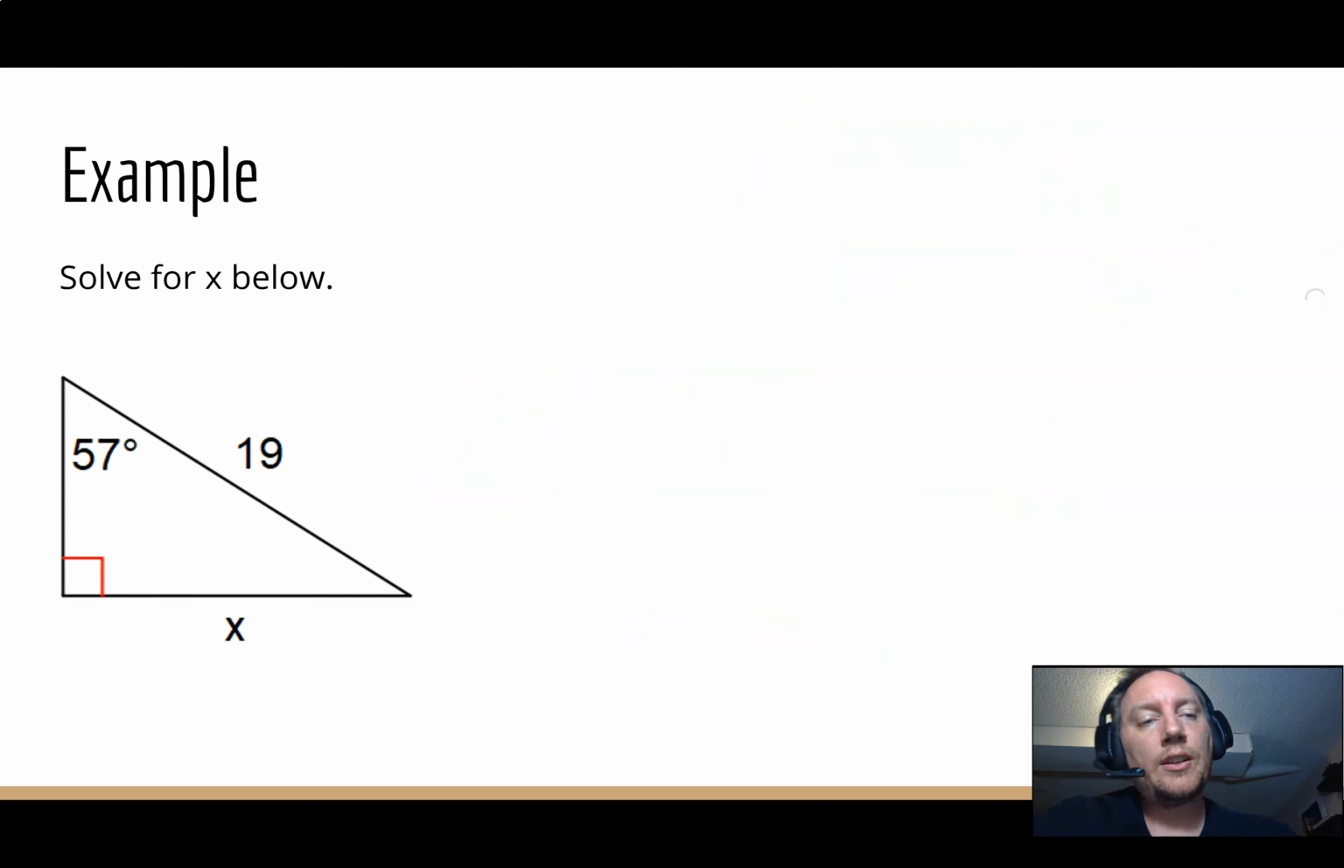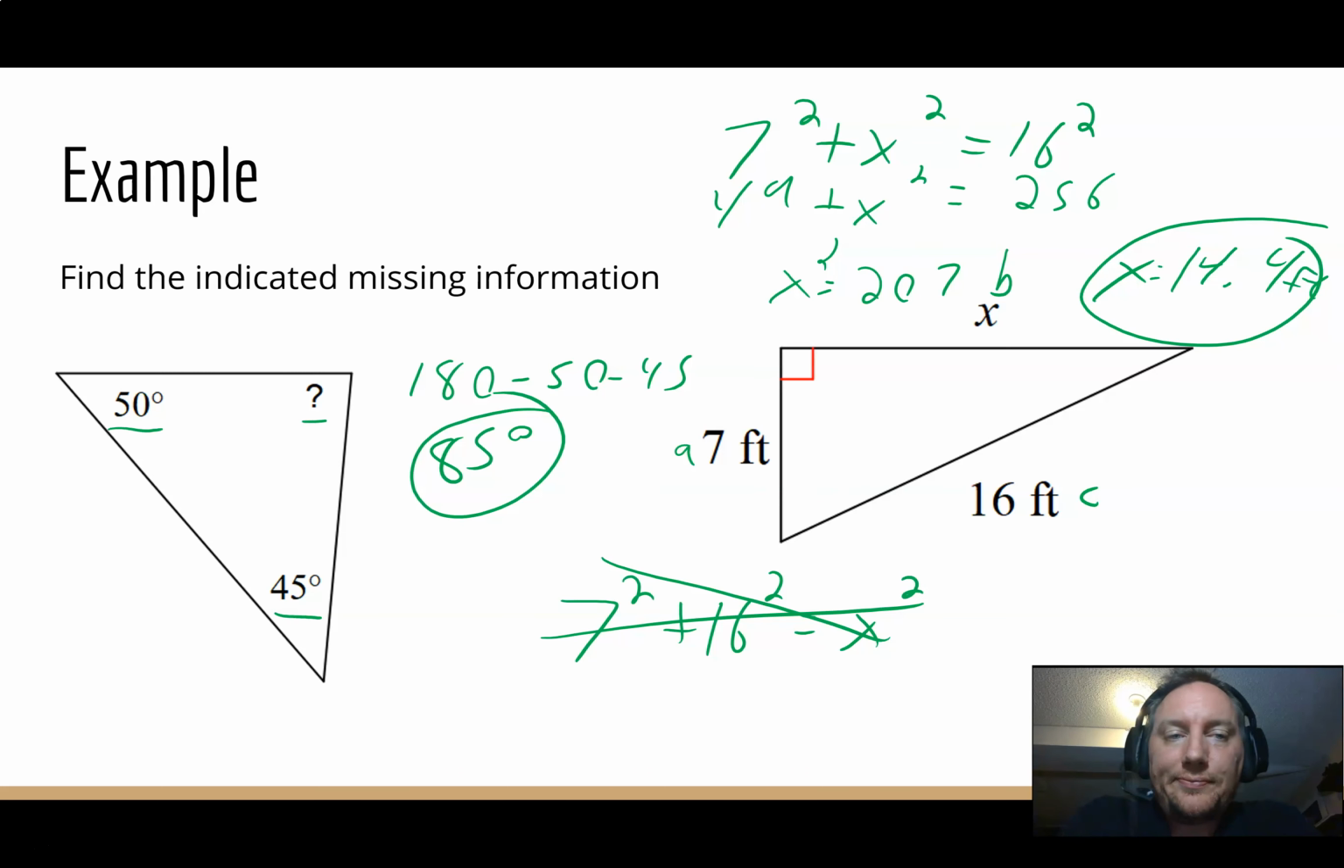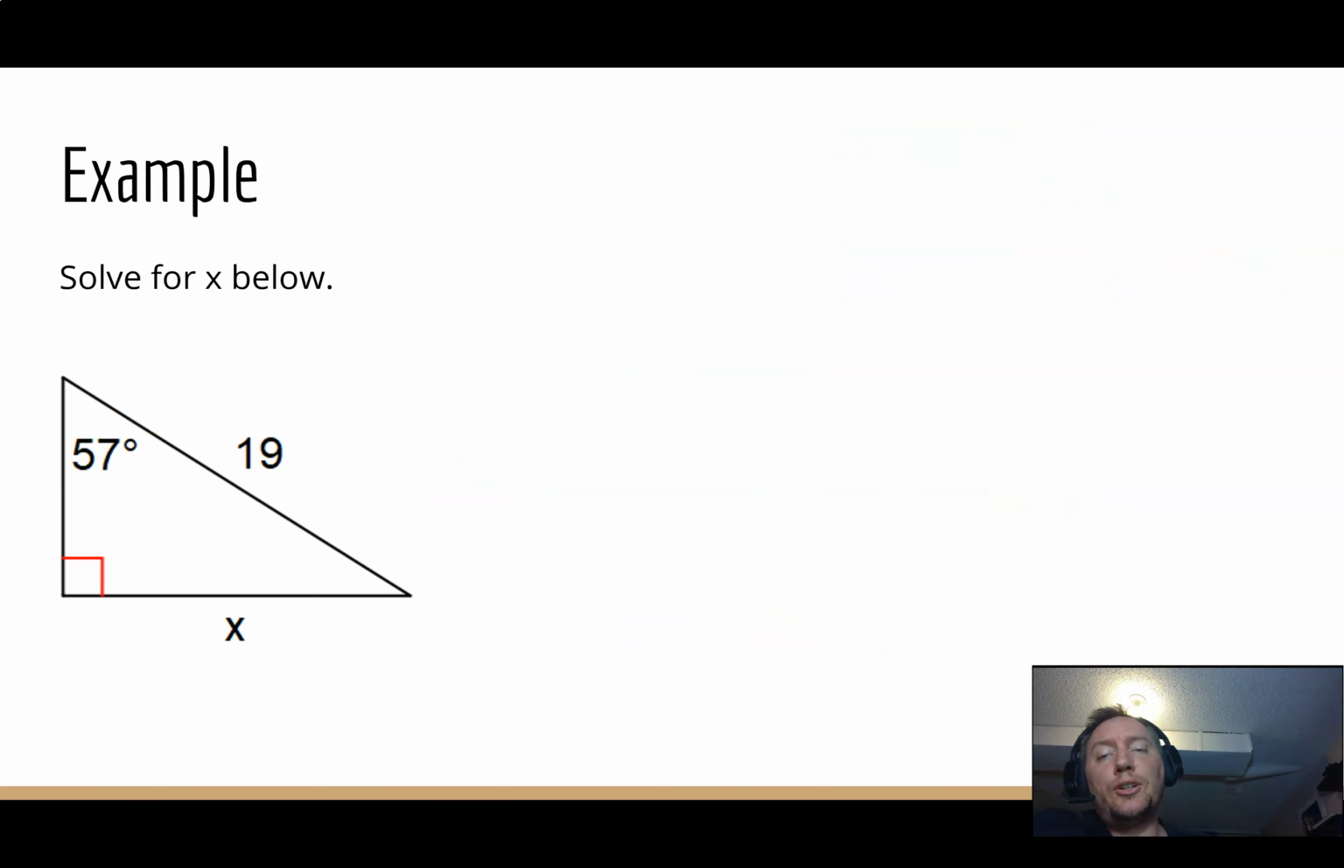So if you have two angles, you need to find a third, triangle sum theorem. If you have two sides, you need to find a third, Pythagorean theorem. The trickier ones come in when you have to use SOHCAHTOA, so let's check it out. If we're solving for x and we don't have two angles, we don't have two sides, this is going to be a SOHCAHTOA. So here's where we need to be careful with labeling our triangle.